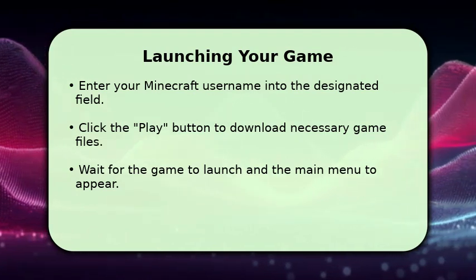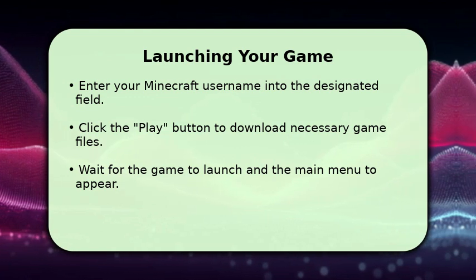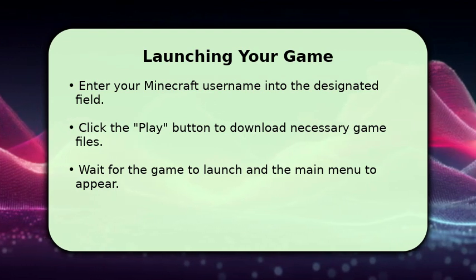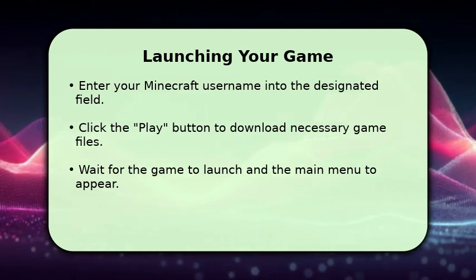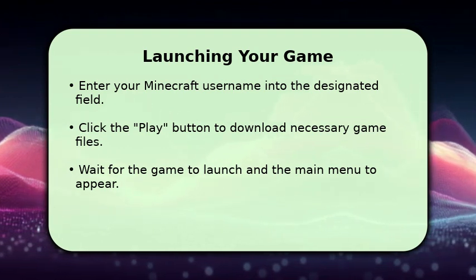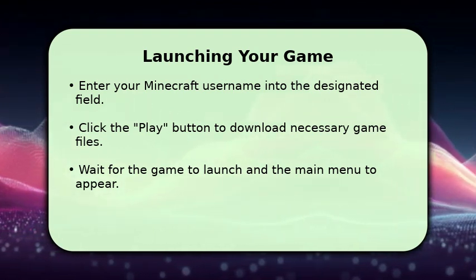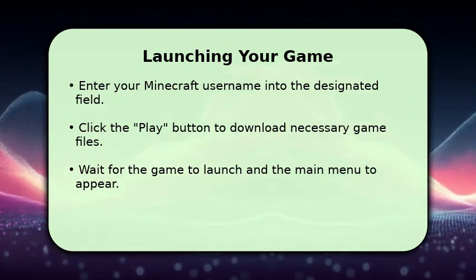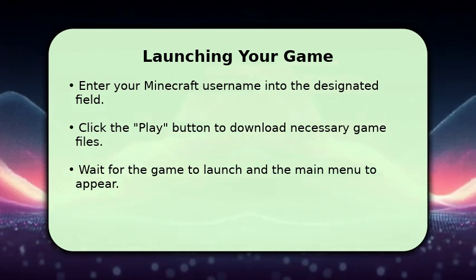Enter your desired username into the provided field within Sklauncher. This name will be visible to others in multiplayer games. Next, simply click the prominent Play button. The launcher will then download any required game files for your chosen version, which might take a few moments depending on your internet speed. Soon, the Minecraft main menu will appear, ready for your adventure.